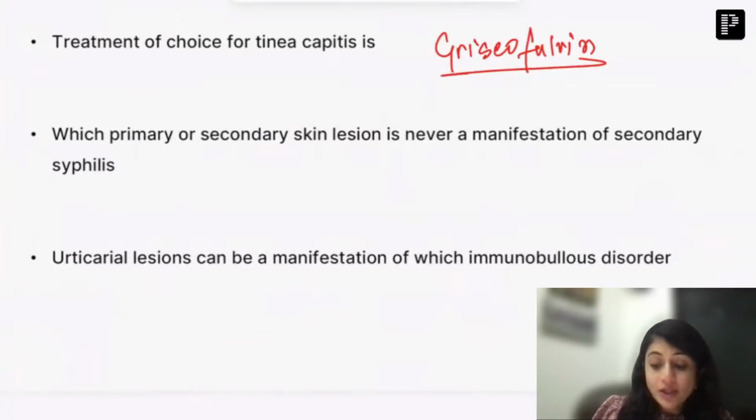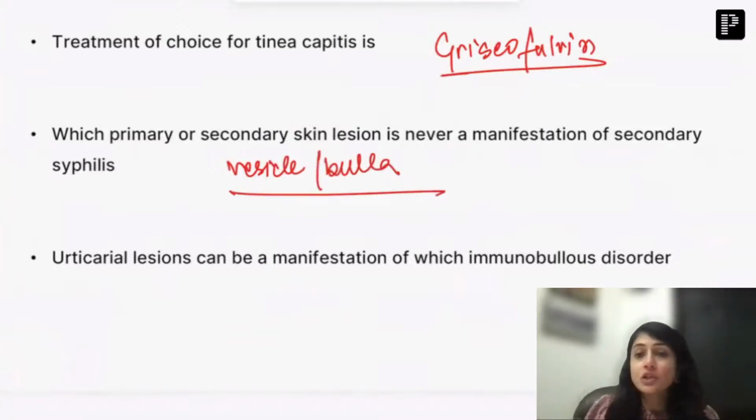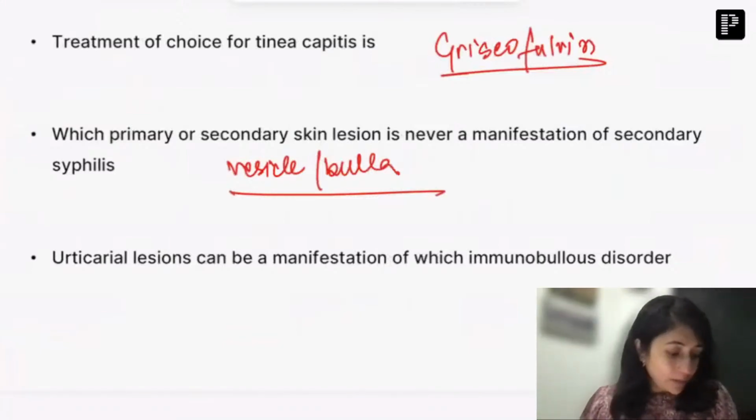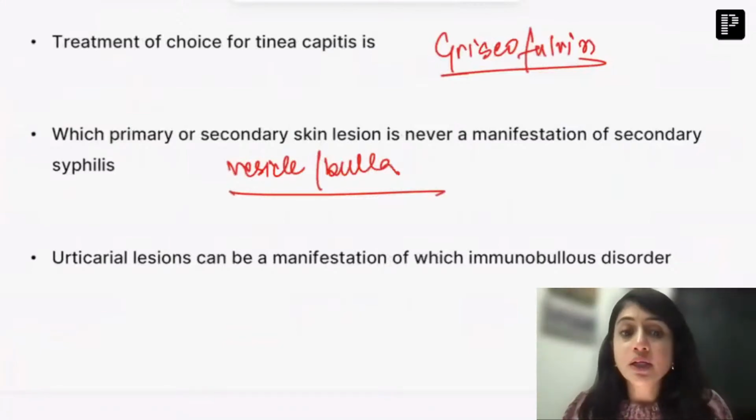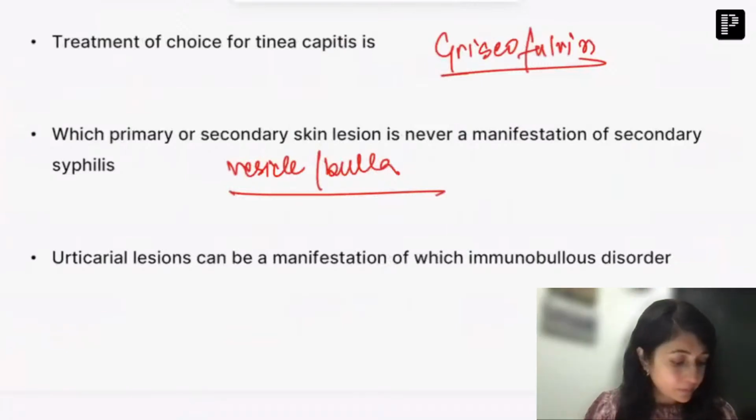Which primary or secondary skin lesion is never a manifestation of secondary syphilis? It is vesicle or bulla. In secondary syphilis, you can see everything. You can see macule, papule, lichenoid, follicular lesions, but you do not ever see vesicles and bulla. However, with congenital syphilis, you can see vesicles and bulla. Right. Third question, urticarial lesions are manifestations of which immunobullous disorder?